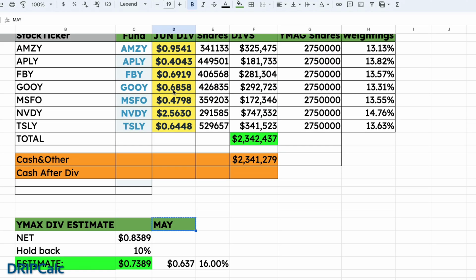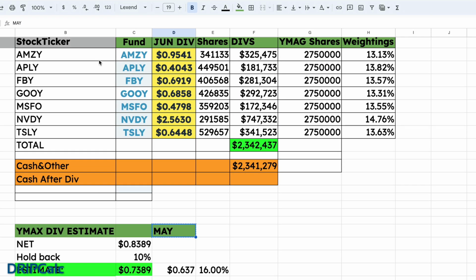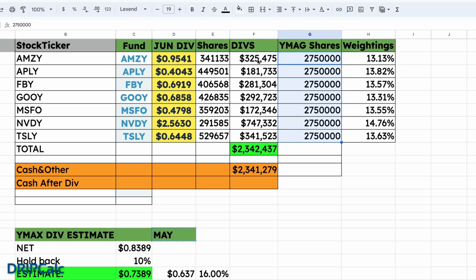Let's look at YMAG. Okay, so YMAG only holds the Magnificent Seven single stock funds. Okay, so that's AMZY, APLY, FBY, GOOY, MSFO, NVDY, and TSLY. And here's the number of outstanding shares for the YMAG fund. Here is how much dividend they collect this month, and the number of shares of each fund that they own. Here are the weightings, so they're much more evenly distributed except for NVIDIA. And again, this is a dollar weighting, so NVIDIA actually ran up in price a lot, so that's why they have the highest weighting.